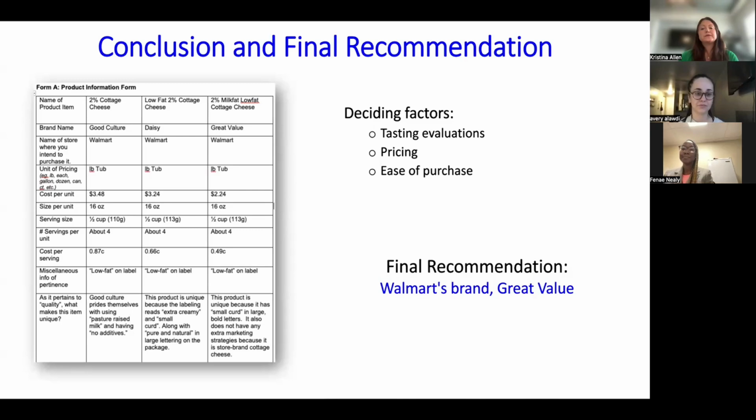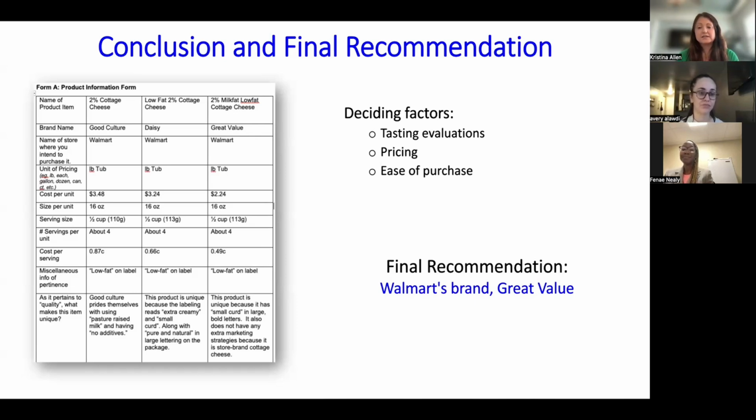So in conclusion, looking at the factors, the tasting evaluation, the pricing, and the ease of purchase, which, as I mentioned, they were all purchased from Walmart, which is located all around the US and very easy to come by. We felt the clear winner, and our final recommendation is the Walmart's brand Great Value. And as we had mentioned, you can see to the left is our product information form. The pricing really is significantly lower compared to the other two.